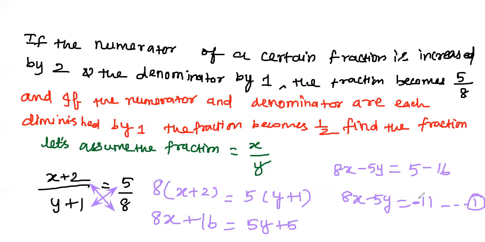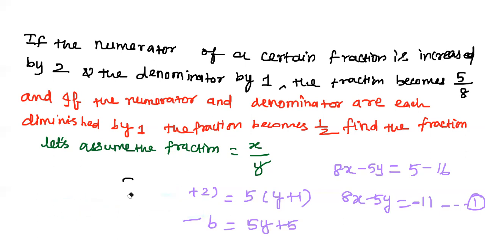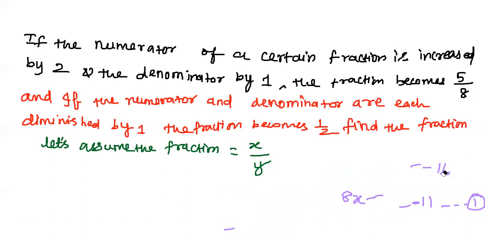So let's do the second part of the question. Could you please read it? Which one is written in the red color? If the numerator and denominator are each diminished by 1, the fraction becomes 1 by 2. Find the fraction. So what do you do? Could you guess?